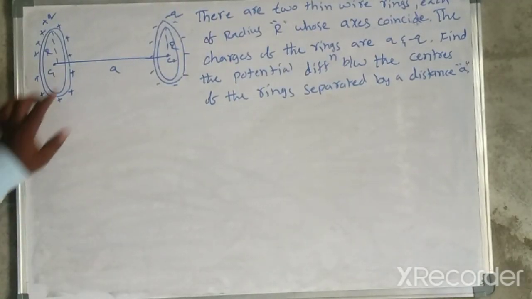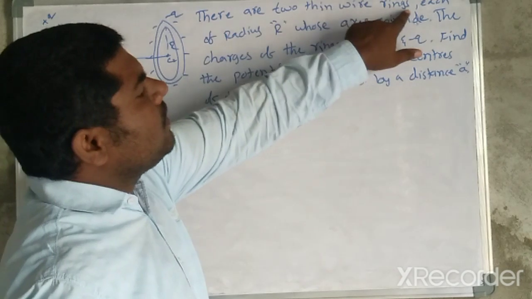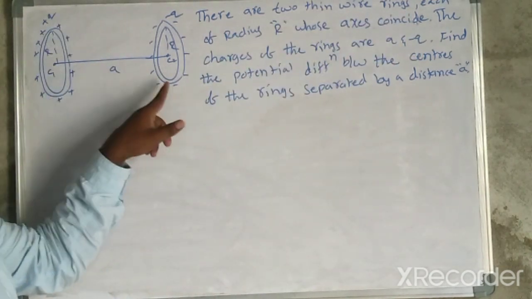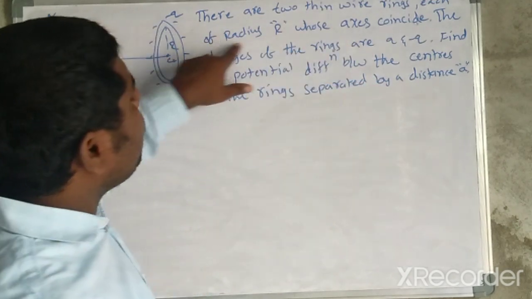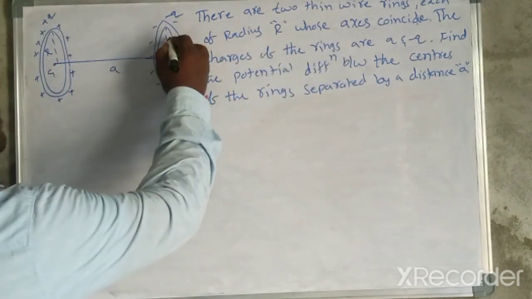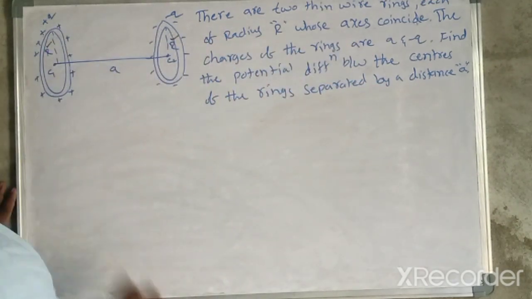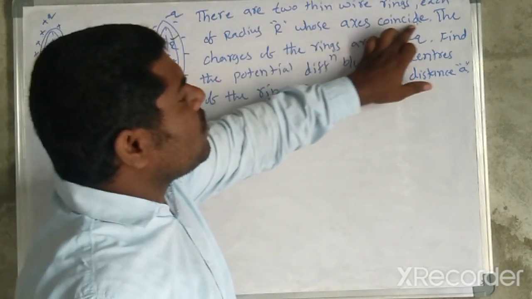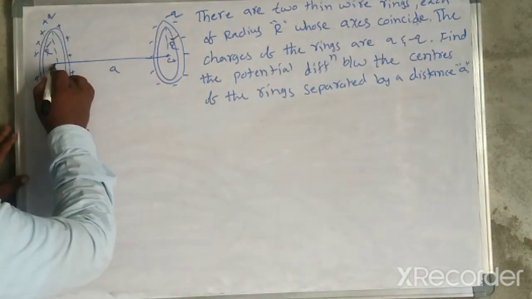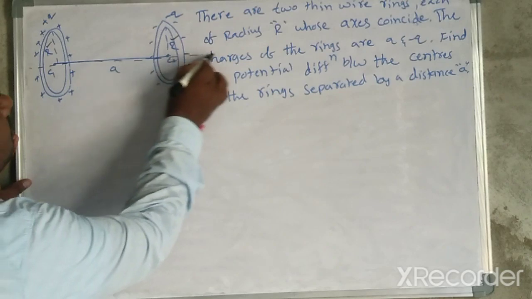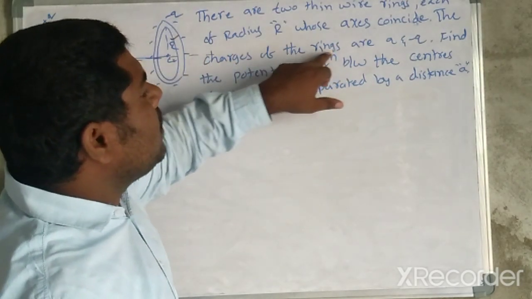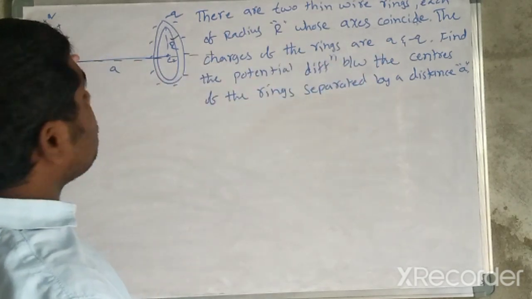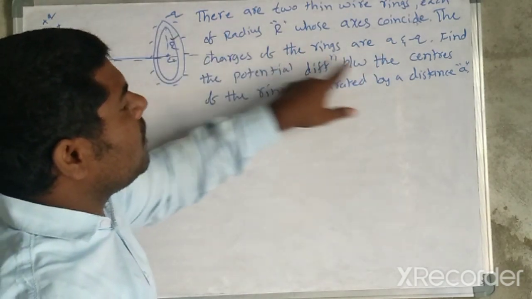Another problem. There are two thin wire rings. This one is one ring and this one is another thin wire ring, each of radius capital R. Their axes coincide like this. The charges of the rings are such that one is positive and the other is negative.